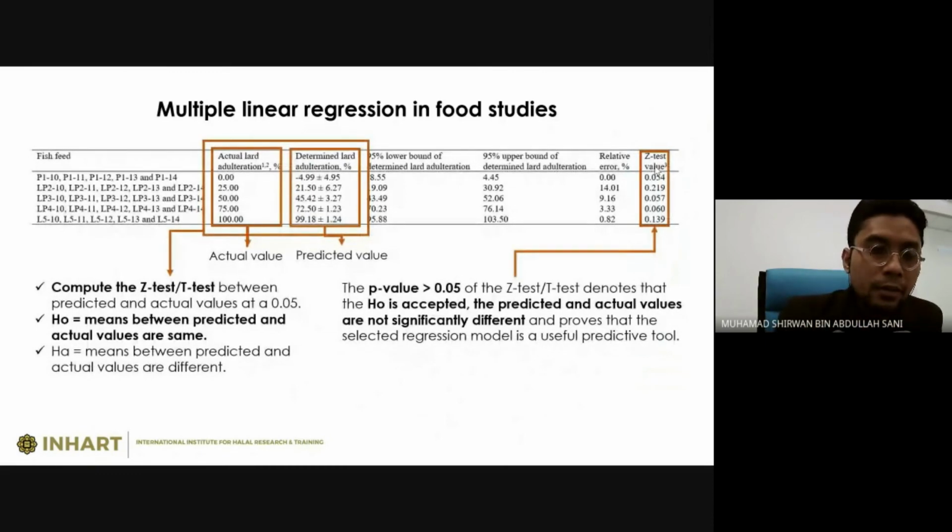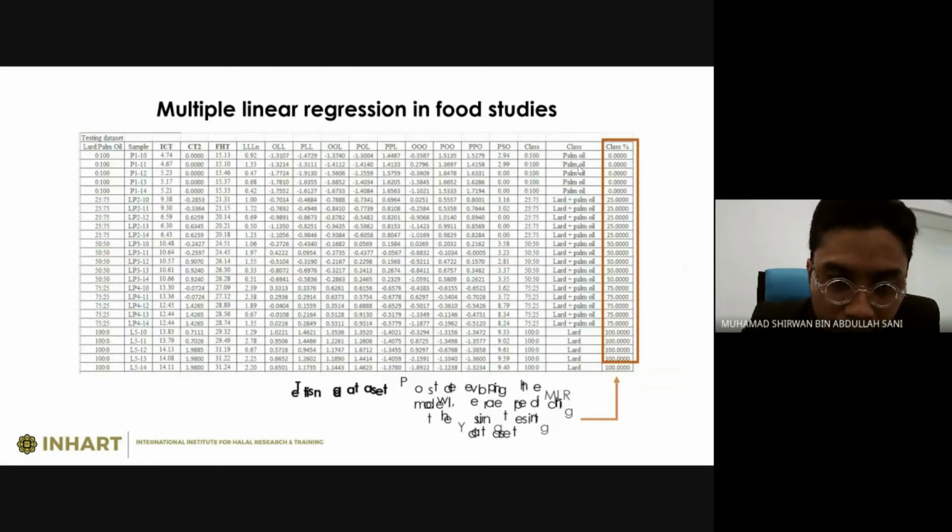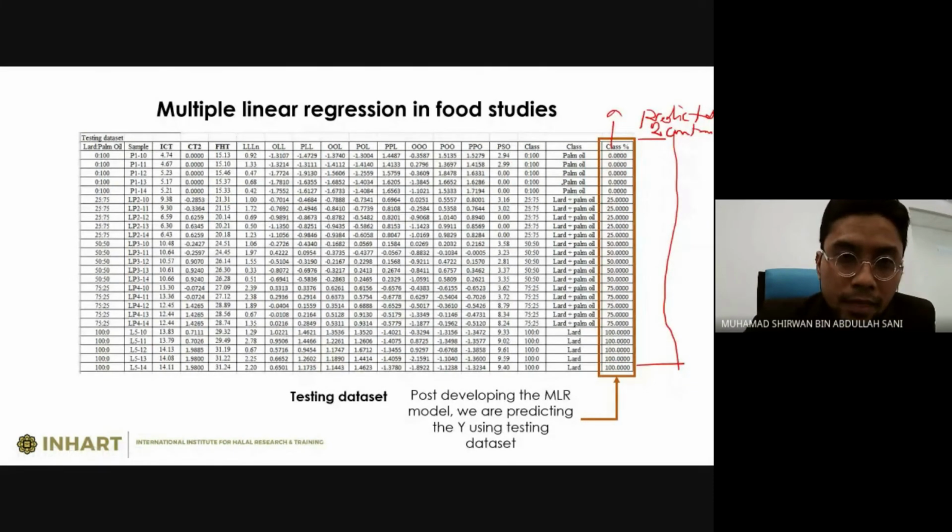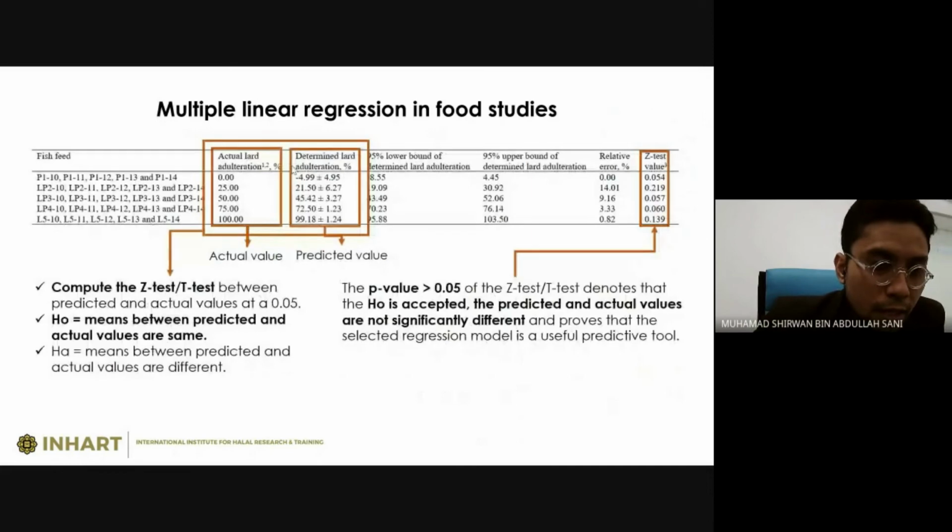So when we carry out the prediction, this is one of the result tables that has been compiled. The actual one that we prepared is 0, 25%, 50%, 75% and 100%. This column is the one that we have prepared. Now they produce a predicted value by the multiple linear regression model. So, for example, we prepared 0 LUT. We get negative 4.99, so 0.